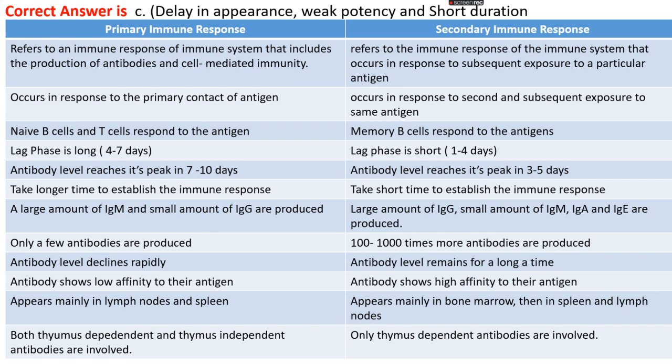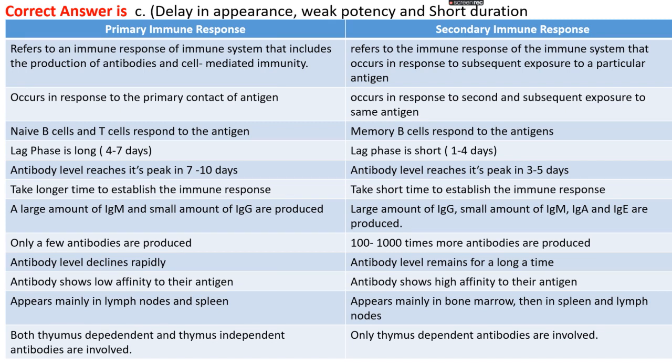The primary immune response takes longer time to establish the immune response, while secondary immune response takes shorter time to establish the immune response. In case of primary immune response, a large amount of IgM and a small amount of IgG are produced, while in case of secondary immune response, a large amount of IgG and a small amount of IgM, IgA, IgE are produced. Okay. Only few antibodies are produced in case of primary immune response, while 100 to 1000 times more antibodies are produced in case of secondary immune response.